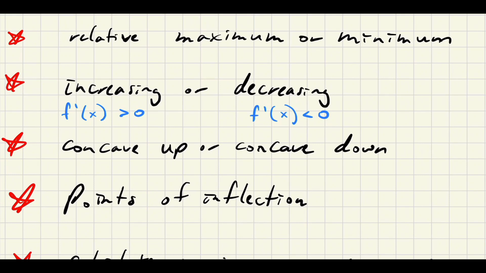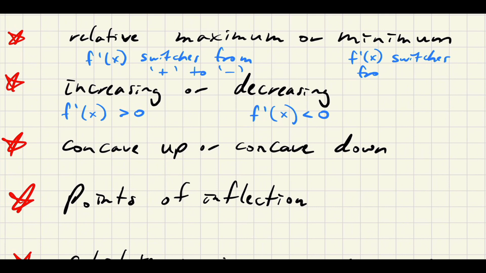There you go. A maximum is when F prime switches from positive to negative, and a minimum is when F prime switches from negative to positive. This is all in your notes, but it's buried in there.